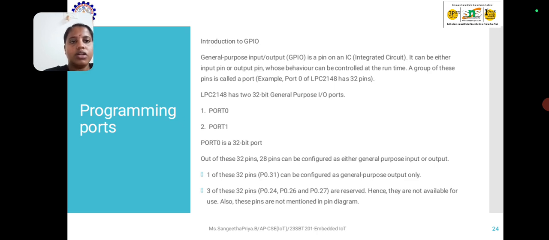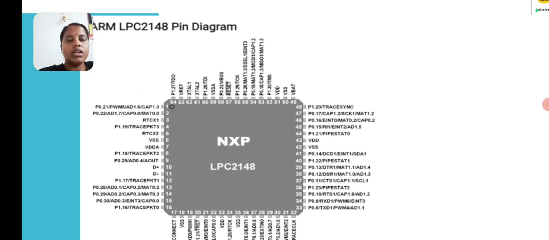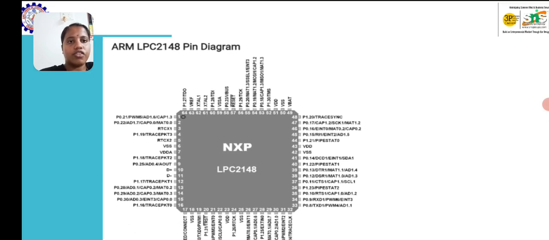Out of these 32 pins, 28 pins can be configured as either general purpose input or output. One of these 32 pins can be configured as general purpose output only. Three of these 32 pins, that is P0.24, P0.26 and P0.27, are reserved. Hence they are not available for use. Also, these pins are not mentioned in the pin diagram. This is the pin diagram of LPC2148, and for every pin there is an explanation.